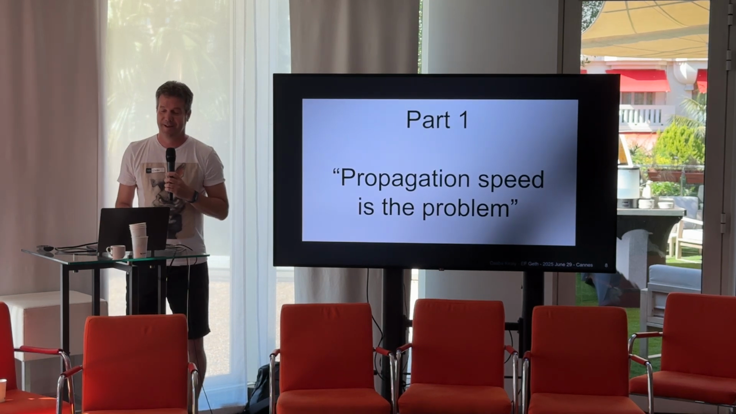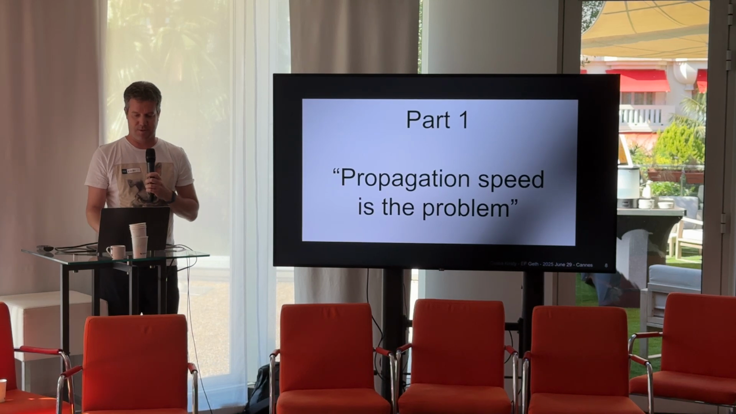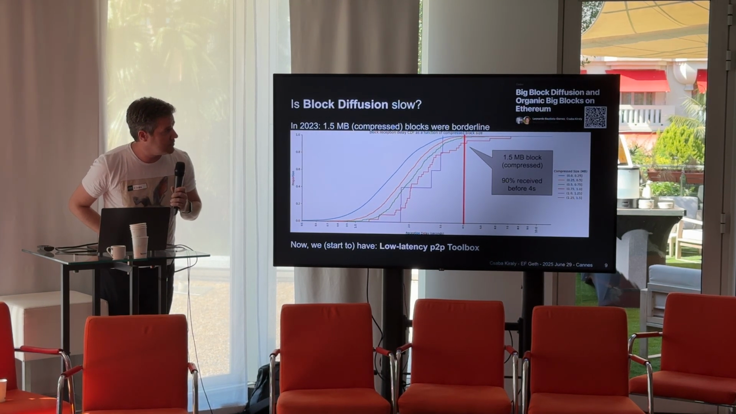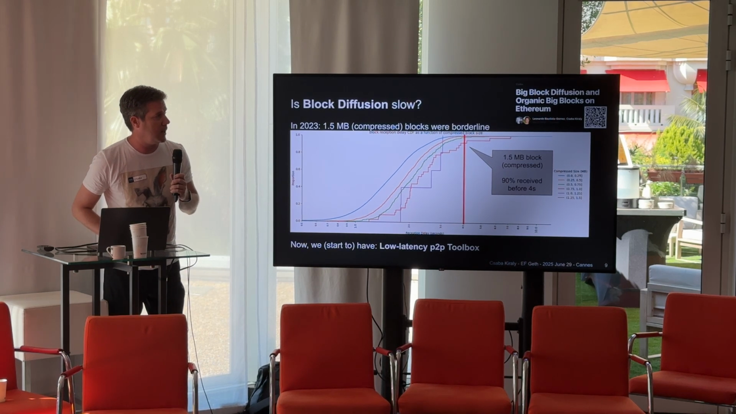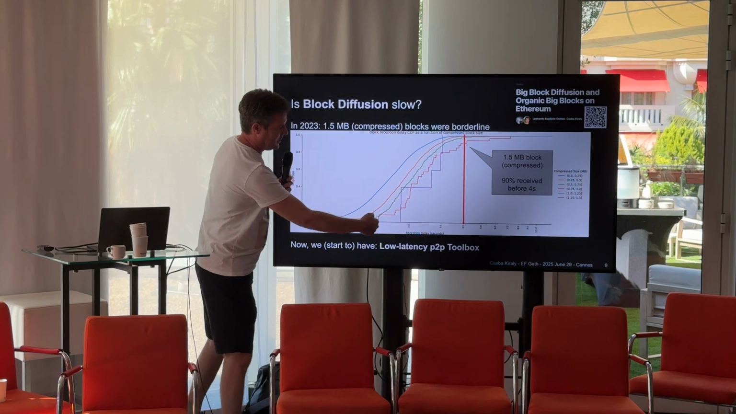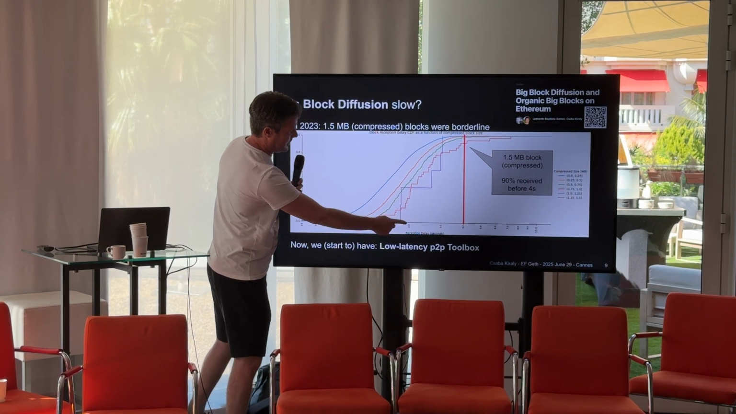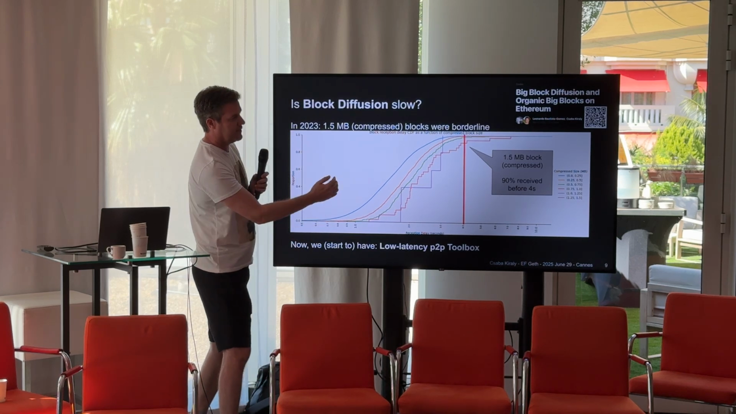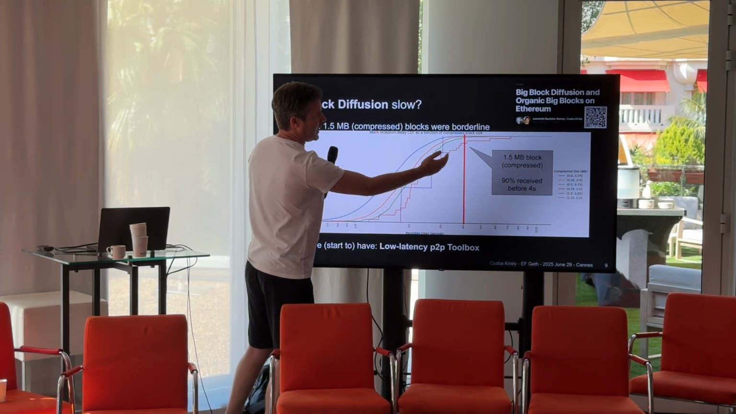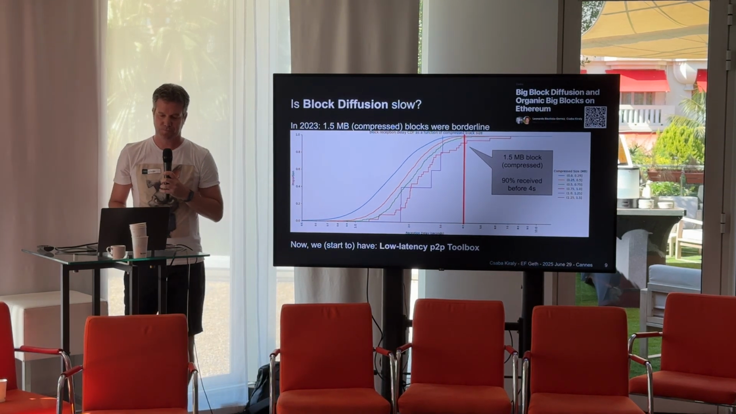So part one. We all know propagation speed is the problem here with slot latency, right? So this is a measurement we did in 2023 on blocks. How we read this, to make it difficult, is that this is a logarithmic scale, but this is kind of delay. Here you have 4 seconds, and these are different size blocks. So for small blocks, everyone is happy. For large blocks, borderline-ish. This was the situation.